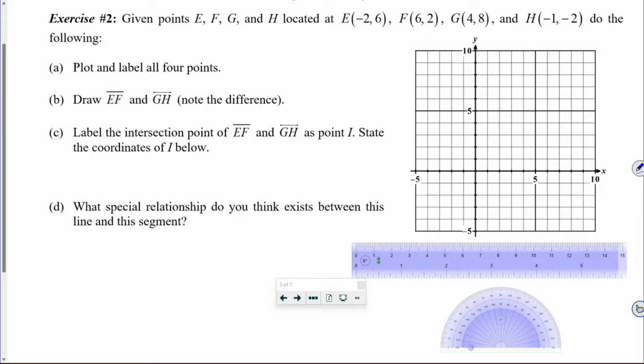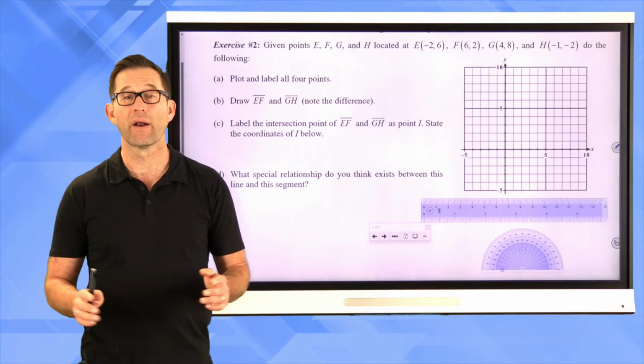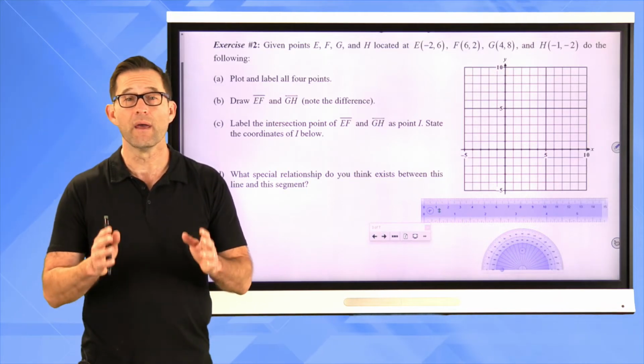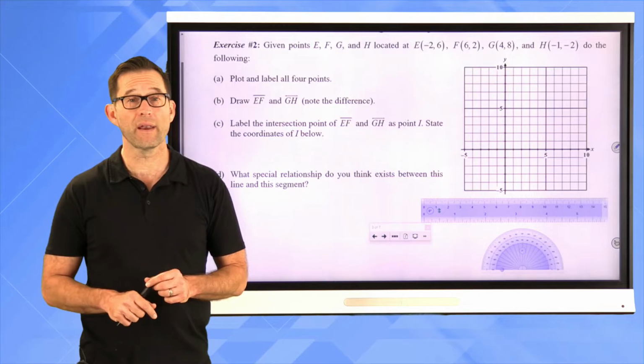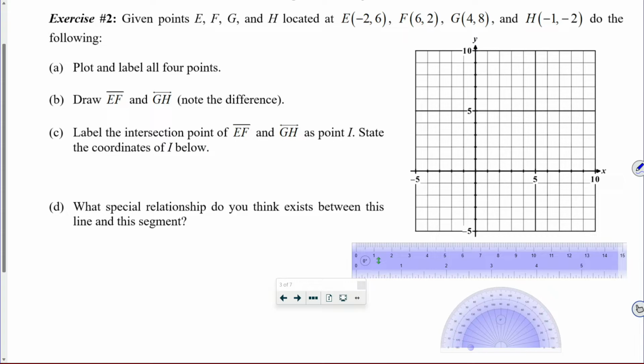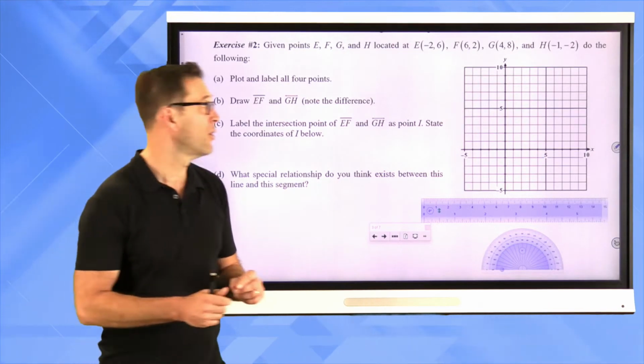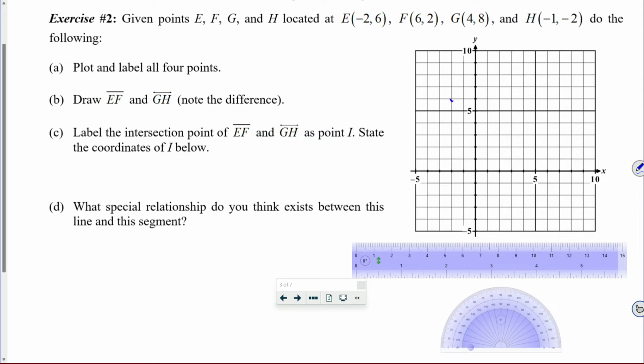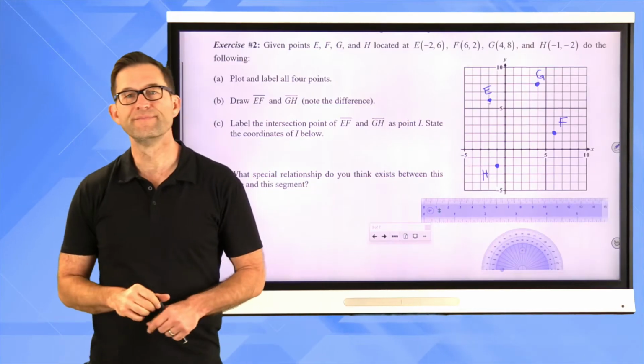Letter A, plot and label all 4 points. All right, well, since we've reviewed that skill already, pause the video now and get those 4 points plotted and also labeled. All right, here we go. So E is at -2, 6. All right, F is at 6, 2. G is at 4, 8. And H is at -1, -2. Okay, simple enough.